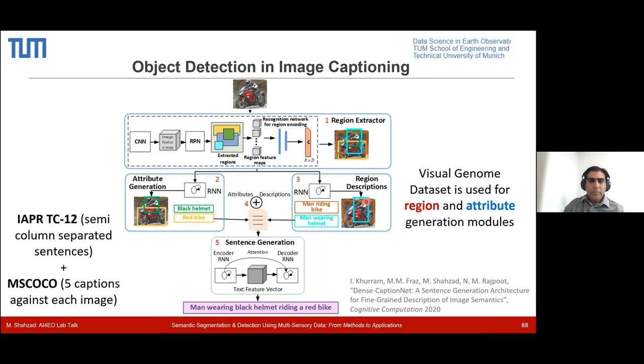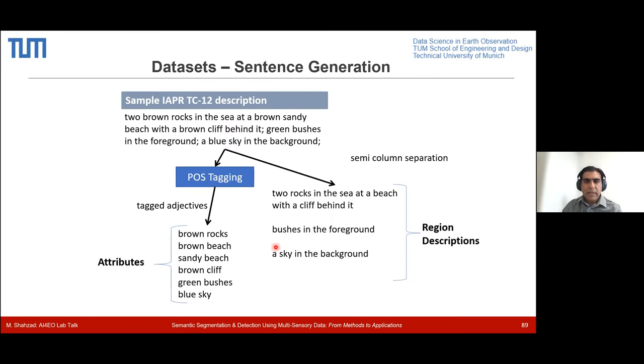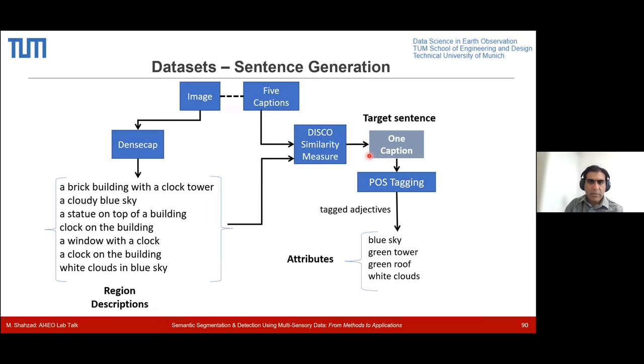So now we trained all these regions using the Visual Genome data set, like the region descriptions and the attribute generation. But for the sentence generation, there was no particular data set which could be used. So we customized the data set for the sentence generation module using two standard data sets, MS COCO and IAPR, and trained it to generate a caption, for example, like "man wearing black helmet riding a red bike". These are the data set descriptions of how we did this, but I think this is not very relevant, so I will just skip this.